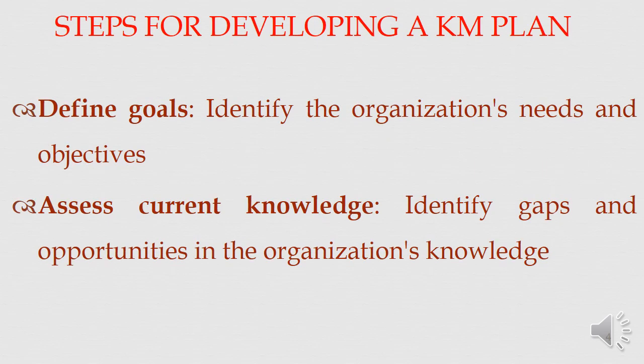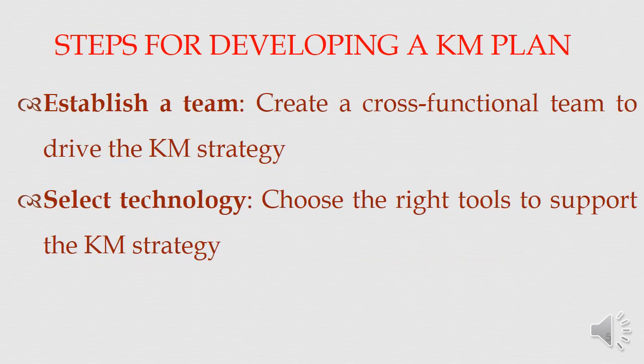So what are the steps for developing a knowledge management map or plan? First, you have to define the goals: identify the needs and objectives of the organization. Then you identify the gaps and the opportunities in the organization's knowledge. The third step is to establish a team. We'll be having a cross-functional team among the employees to derive the knowledge management strategy.